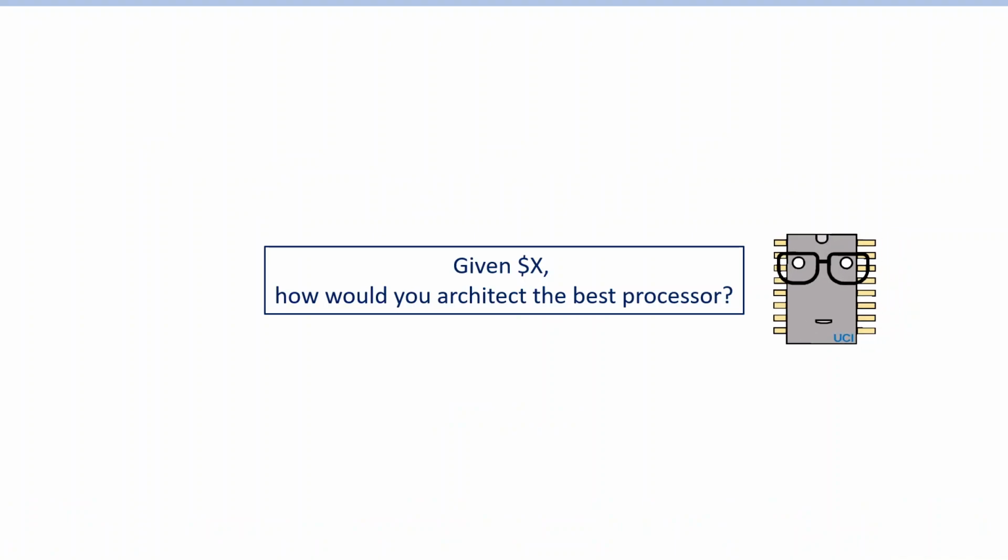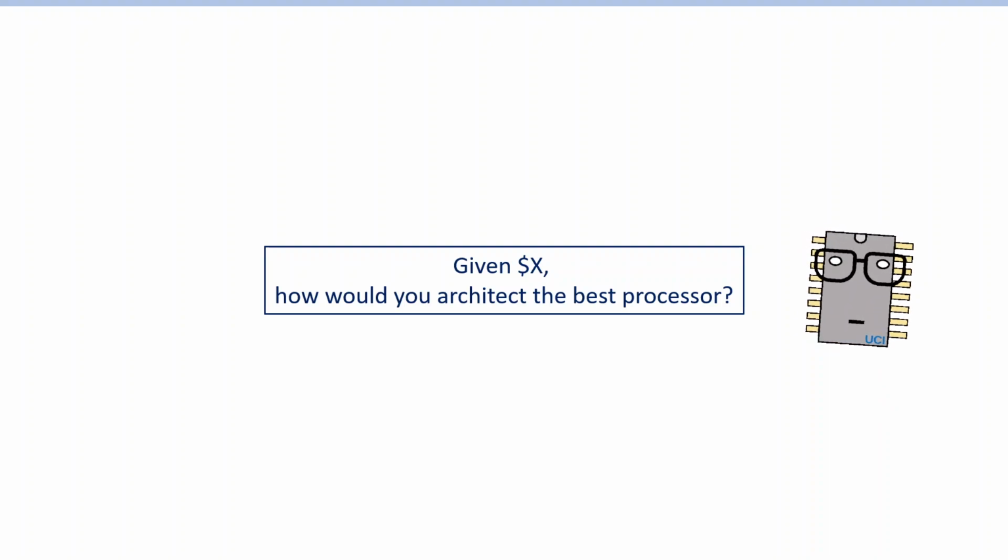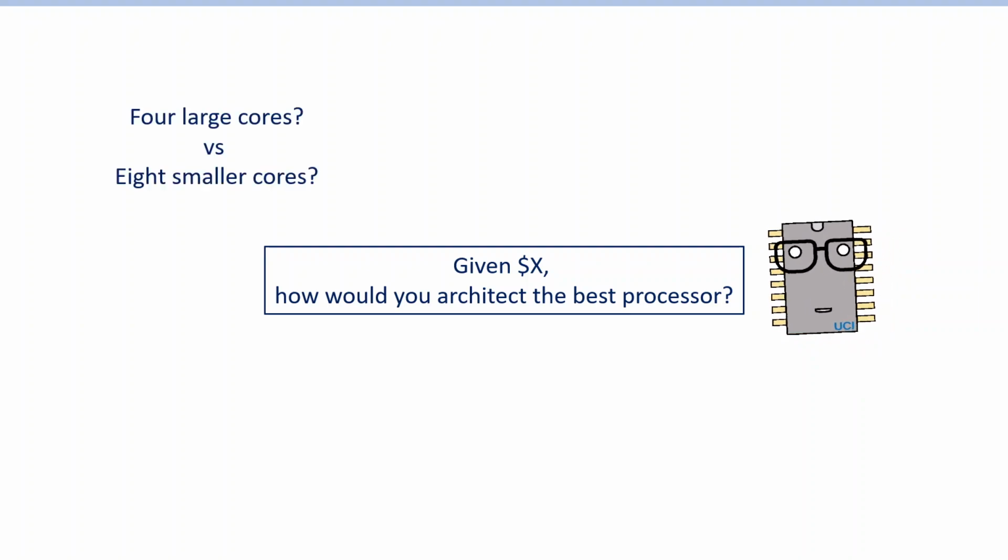Okay, the first question I'd like to pose is the following. Given X amount of dollars given to you for designing the next generation processor, how would you architect the best processor? On the way to architecting the so-called best processor, there's probably a myriad of questions that you have to answer. Some examples, randomly ordered, could include: would you like to have 4 large cores filling up the chip as opposed to 8 smaller cores filling up the chip?